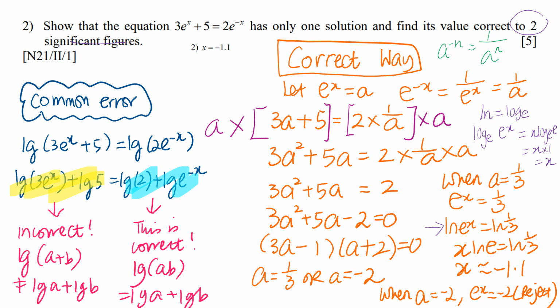Alright, so you have the left hand side more than 0 and the right hand side less than 0. So therefore it does not make sense. It's not equal. Positive is not equal to negative. So therefore e to the power of x equals negative 2 has to be rejected. So this is how you solve this question 2.